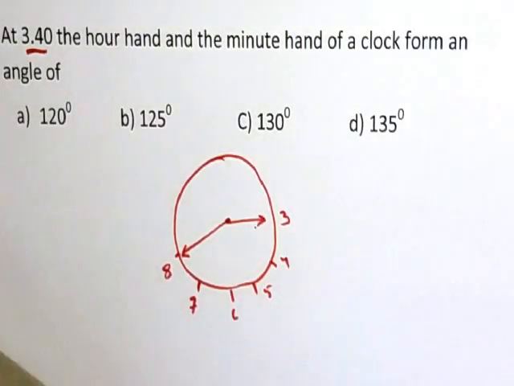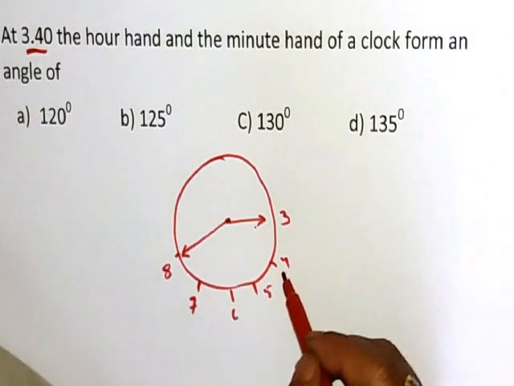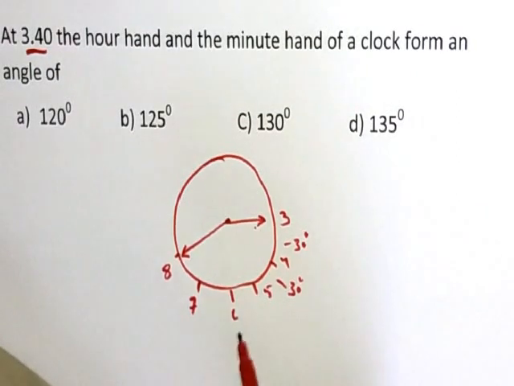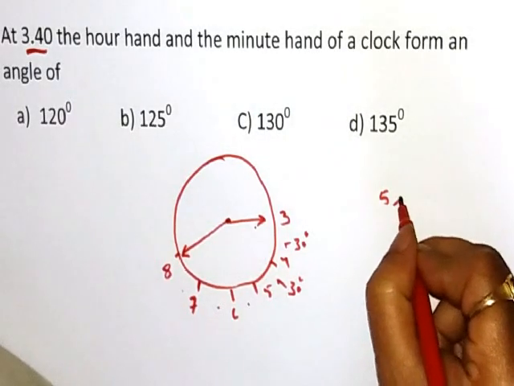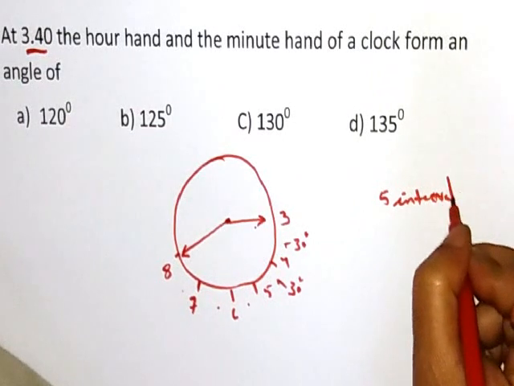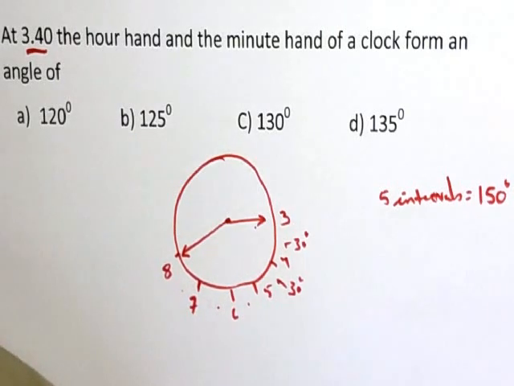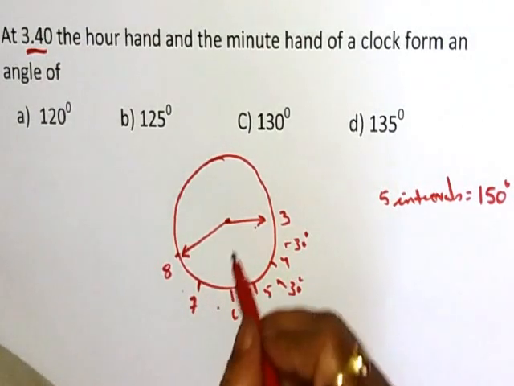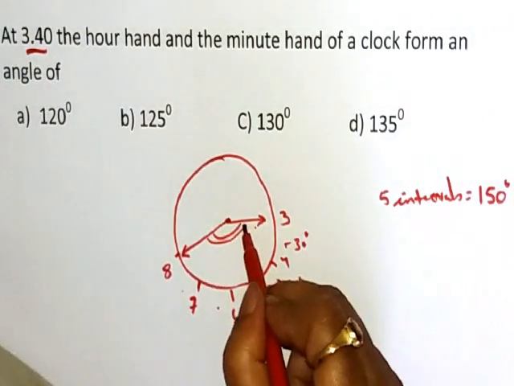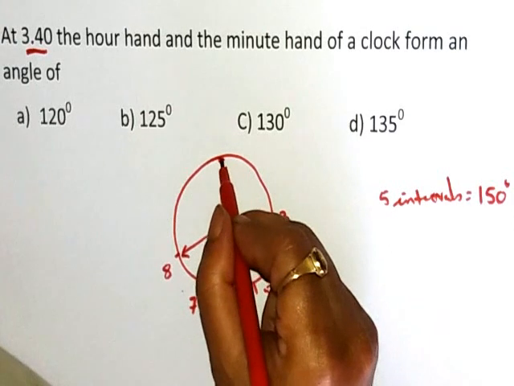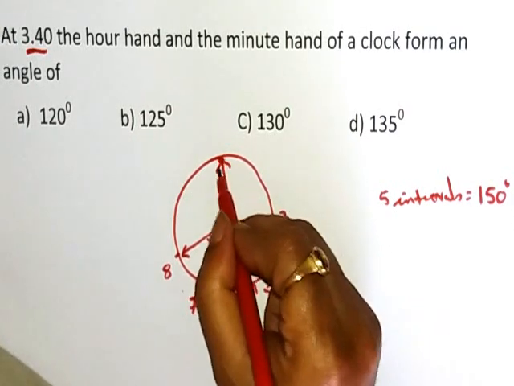So how will we do this math? Look, every interval from 3 to 4 is 30 degrees. Again 4 to 5 is 30 degrees. So like this, one interval, 2, 3, 4, 5. There are 5 intervals, which means 5 into 30 is 150 degrees. But it never means that at 40 minutes past 3 the angle will be 150 degrees. Why? Because this was the minute angle. This minute hand travels from 12 o'clock to here.